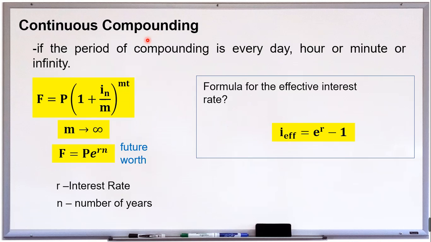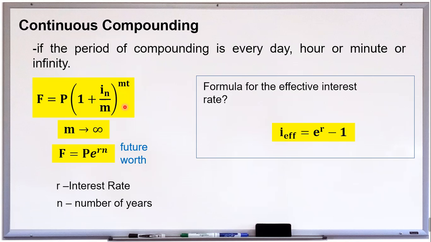Now let's start with the concept of continuous compounding. Continuous compounding occurs if the period of compounding is every day, every hour, or every minute, or approaches infinity. Since this is another type of compound interest, the formula depends on the original formula of compound interest. To solve for the future worth, we use F equals P times (1 plus i_n over m) raised to mt.